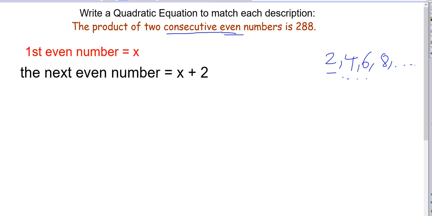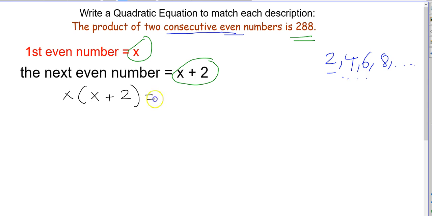So if you assume that the first number is x, your second even number is x plus 2. Now they gave us the product between those two even numbers is 288. So I can just write x, that is the first even number, times the second even number, x plus 2, is equal to 288. Alright, that I can simplify. See, I have here x times x plus 2.